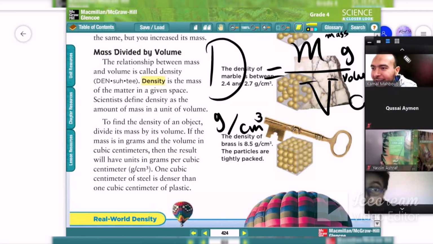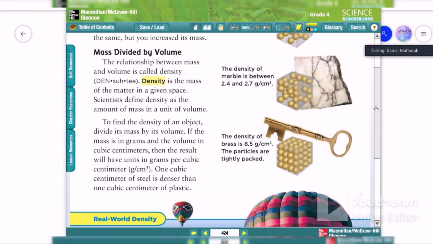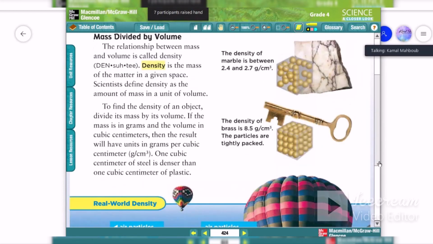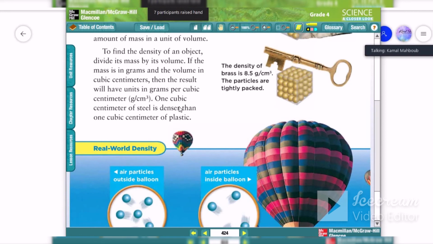Let's take a little look in your book. You can see here why the density here is different than this and this. You can see that the particles inside this cork are a little bit away from each other because this one has less mass than this one. In this one the particles are closer than the other one, like that, guys. Look at the end: 1 cubic centimeter of steel is denser than 1 cubic centimeter of plastic.